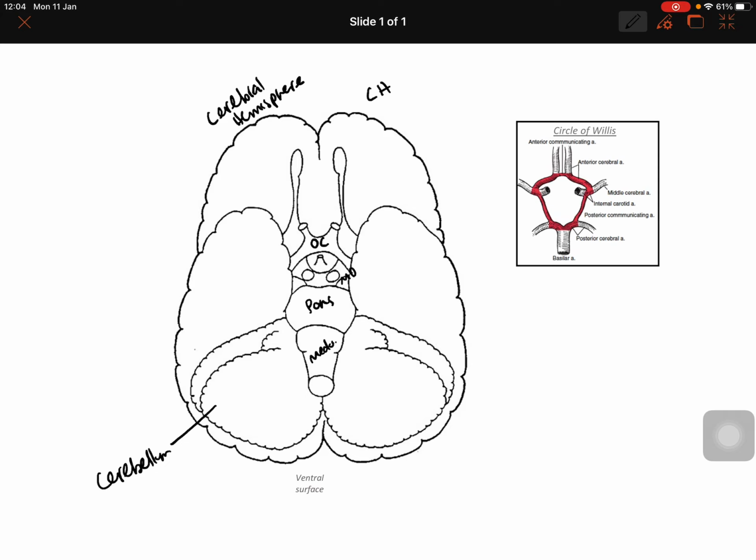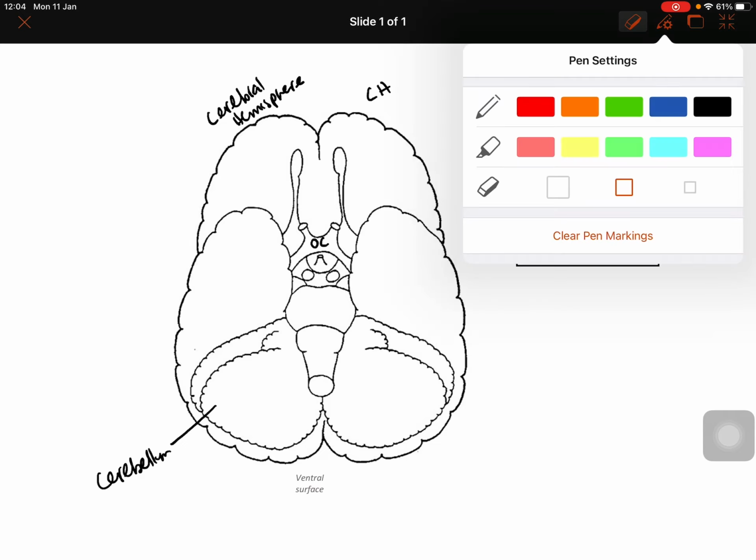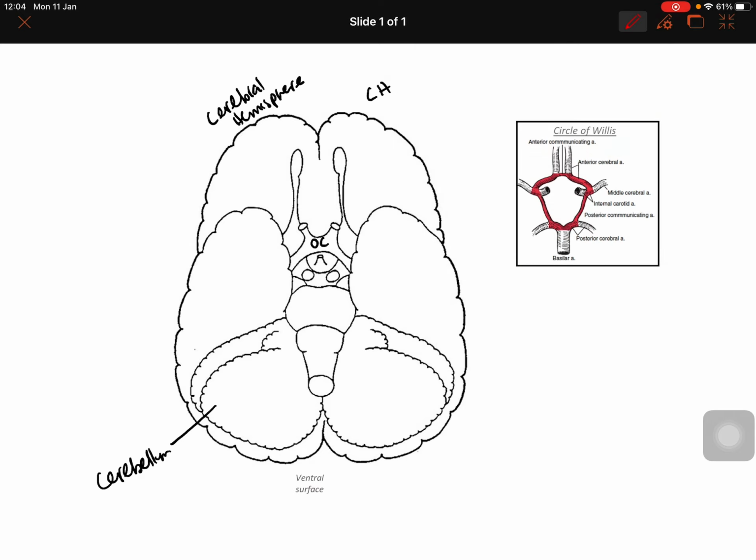Okay, now that we've oriented ourselves, remember this is a ventral surface. I'm going to remove some of these labels so that we can actually start drawing the blood vessels. I'm first going to start by drawing the paired vertebral arteries. Remember, these ascend in the neck in the foramen transversarium of the cervical vertebrae to finally enter the foramen magnum.